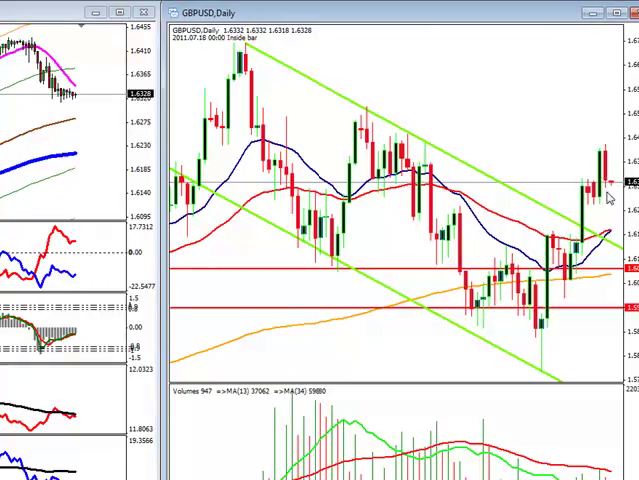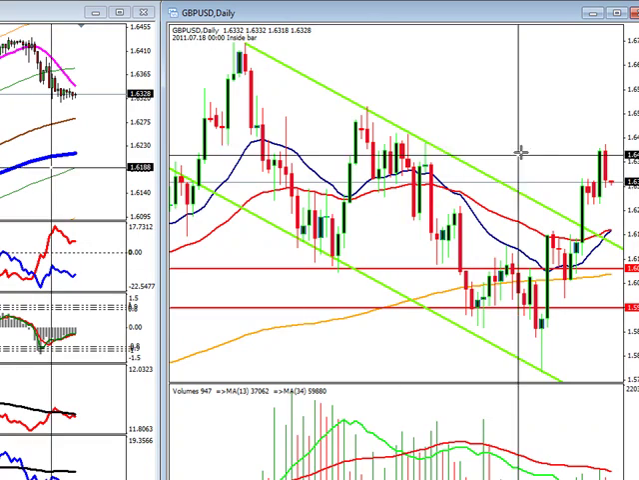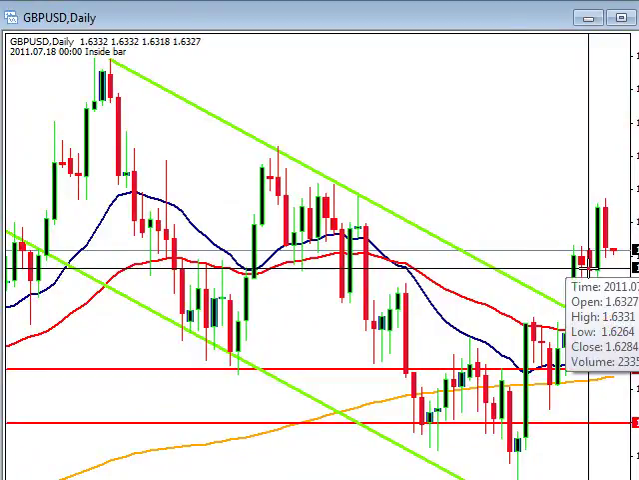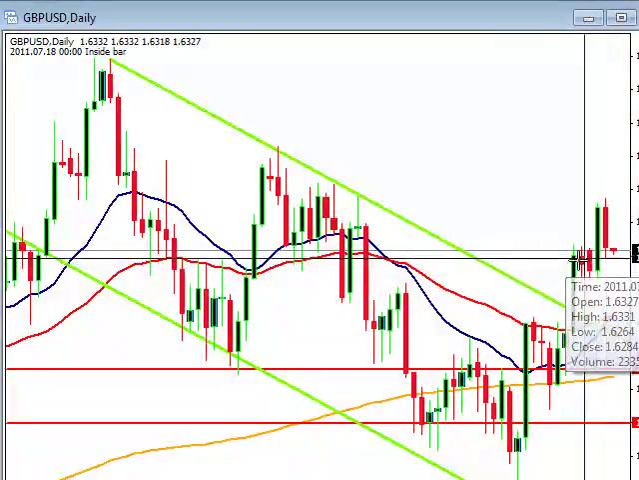What I would watch for is two things. Again, on the daily, we talked about resistance just above where we are, and we can see probably some support around 1.63.